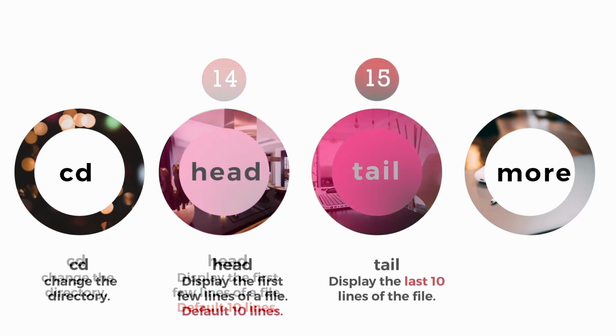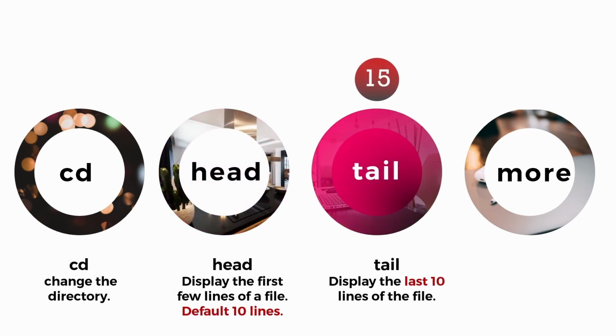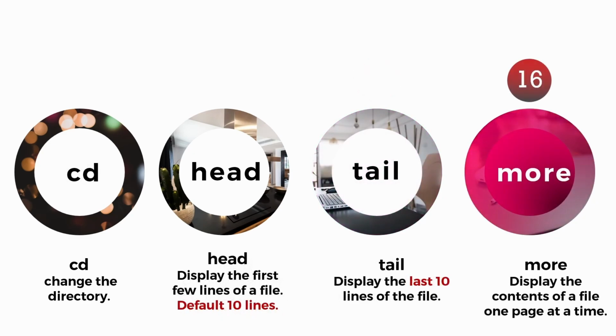Next one, we have tail. Tail does the opposite of head because it displays the last few lines of a file. By default, tail displays the last 10 lines of a file, but you can specify a different number of lines to display using the -n option followed by a number. The tail command is useful when you want to monitor the output of a log file or other continuously updating file in real time.